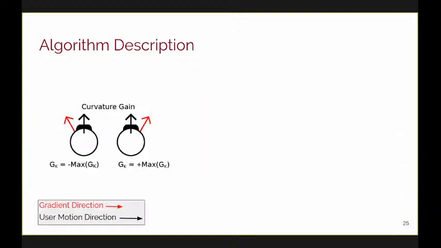With that gradient, we can then choose our gains. So for curvature gain, if the gradient is to the left of the user's forward direction, we'll apply maximum negative curvature gain. Conversely, if it's to the right, we'll apply maximum positive curvature gain. For translation gain, if the user's forward direction is opposite that of the gradient direction, we'll apply minimum translation gain to try to slow them down, essentially.